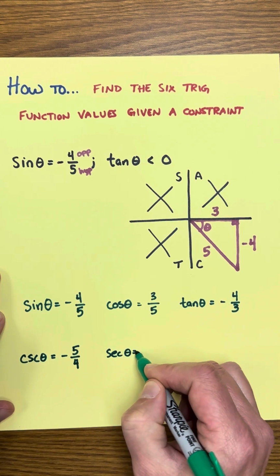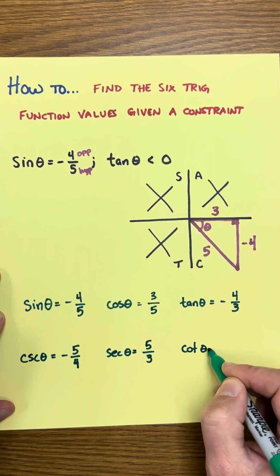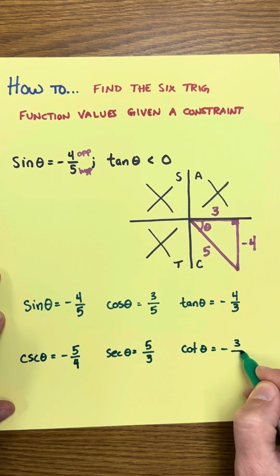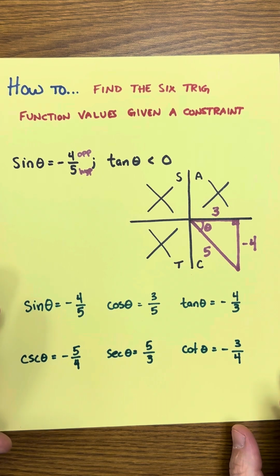The secant is going to be 5/3. And the cotangent is going to be negative 3/4. Okay, there you have it. There is a 6 trig function value problem given a constraint where you had to figure out which quadrant to put the angle in to begin.